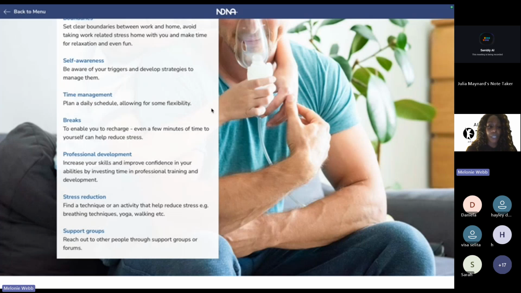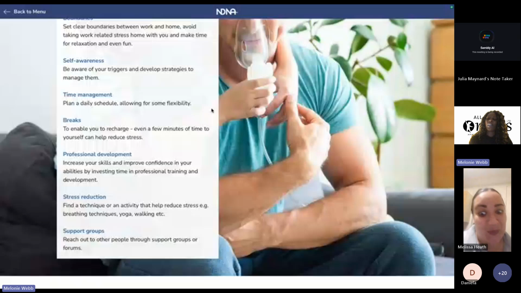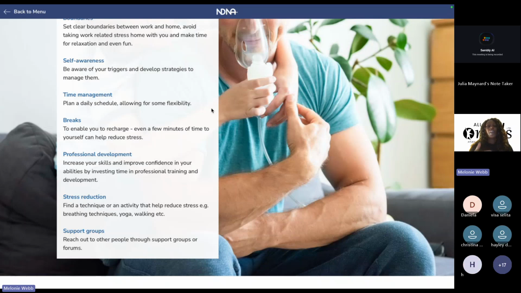So stress reduction: find a technique or activity that helps reduce stress. And I don't mean going outside to vape because unfortunately that's not always possible. So you need to find a technique that you can use in that moment that will help you to support yourself. But again, also find those techniques outside of work that help you to feel more relaxed and have those moments to recharge. Reach out to other people through support groups or forums.